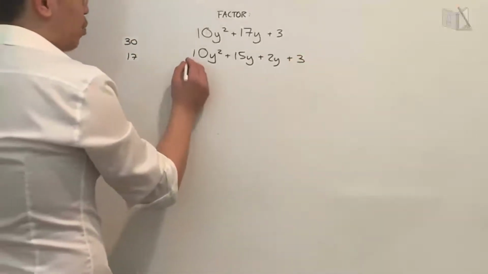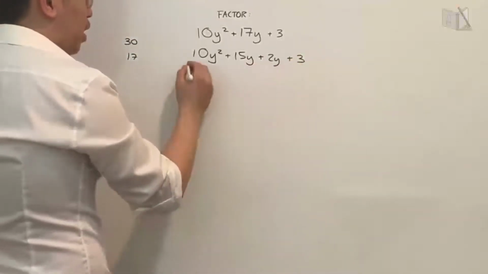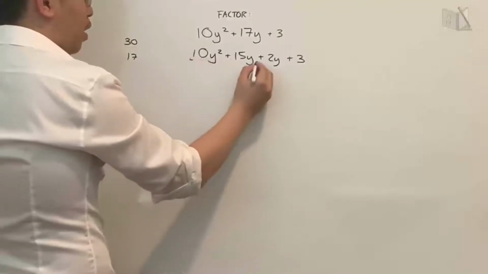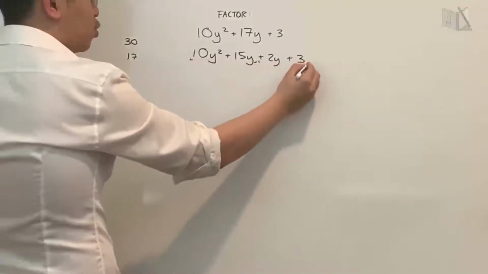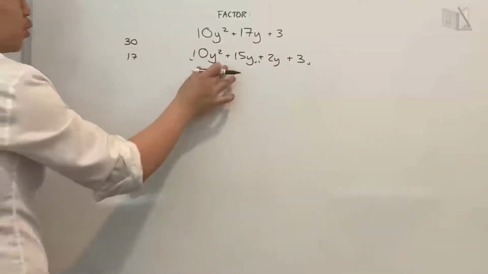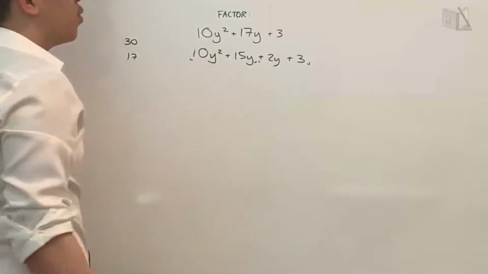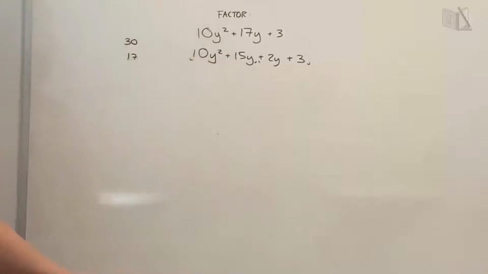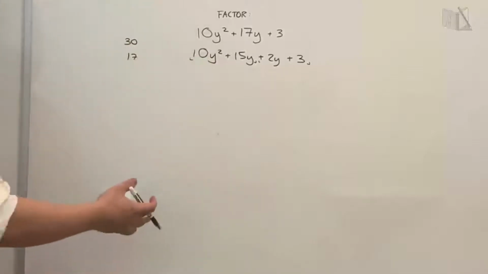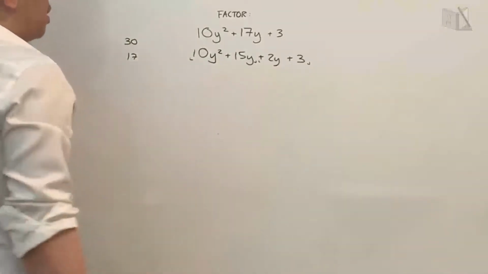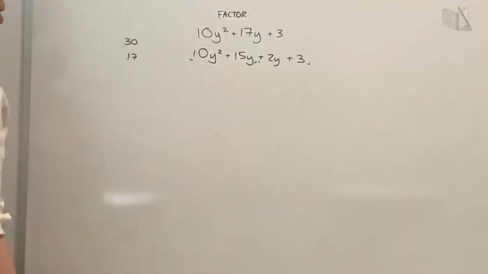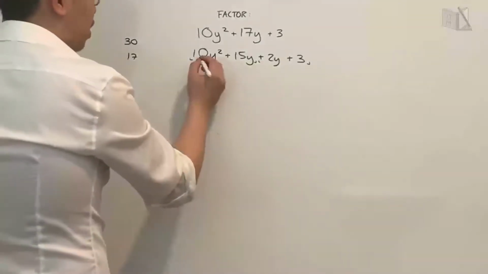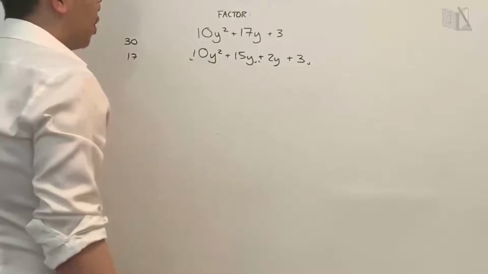Next, we're going to separate this entire sequence into two groups. The first group is going to be 10y squared plus 15y. The second group is going to be 2y plus 3. And by doing this, we can factor a common term out of each group, and this is what it means to factor by grouping.